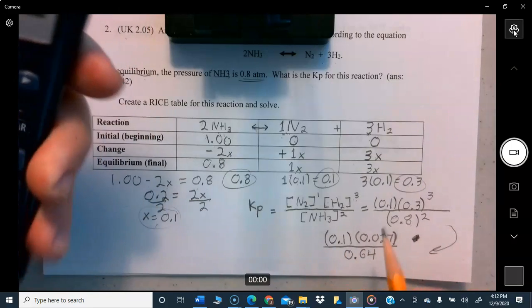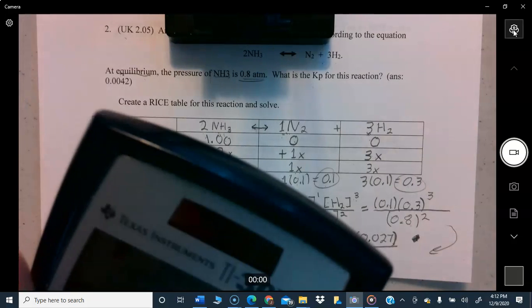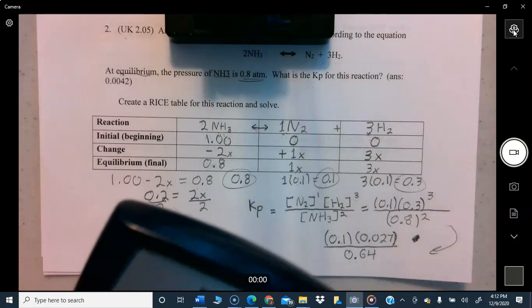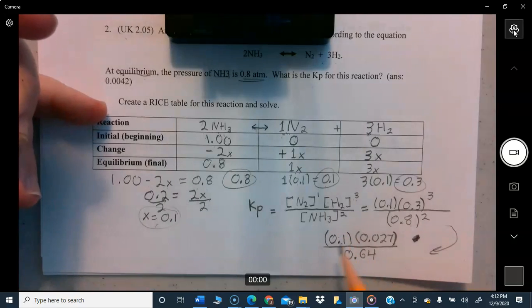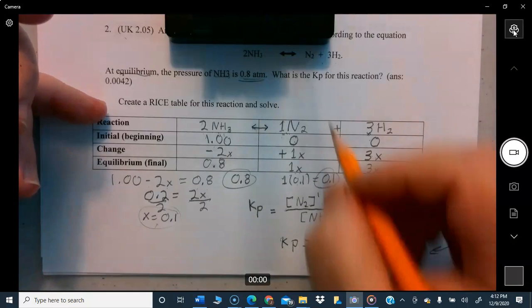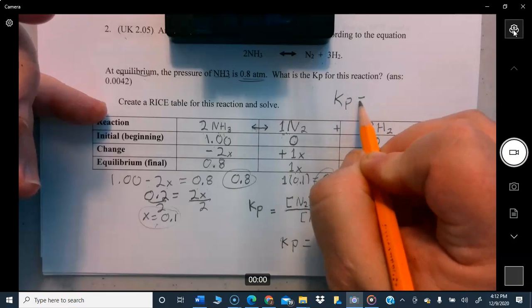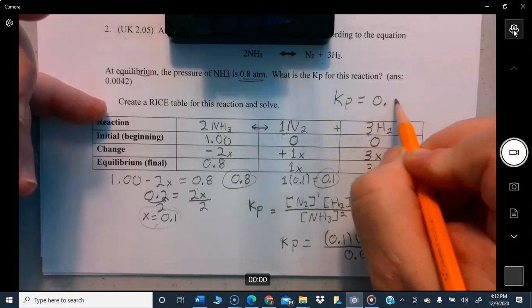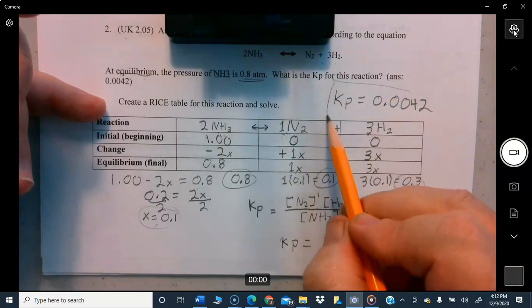Now you can do this in one calculation. This times this divided by that. That's something you can do in one calculation. And that gives us Kp equals, I'll go up here and write it up here. The final answer is the equilibrium constant for that pressure is 0.0042. No units of measure.